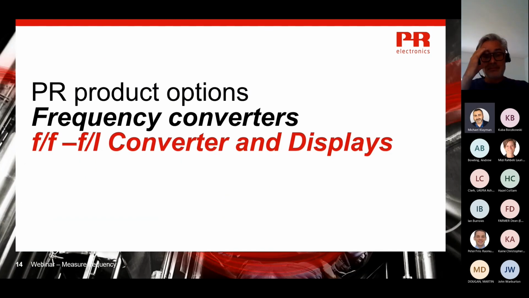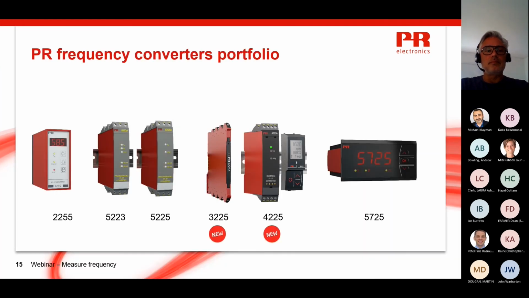Now, let's take a look at the PR electronics devices that work with frequency signals. PR electronics has a wide range of frequency converters, covering different needs. Our legacy products, 2255, 5223, 5225 DIN rail converters, and 5725 frequency display come in handy for many applications. PR Electronics has recently introduced the 3225 and 4225, making it much easier to program, install, and implement frequency converters into an even wider range of applications.